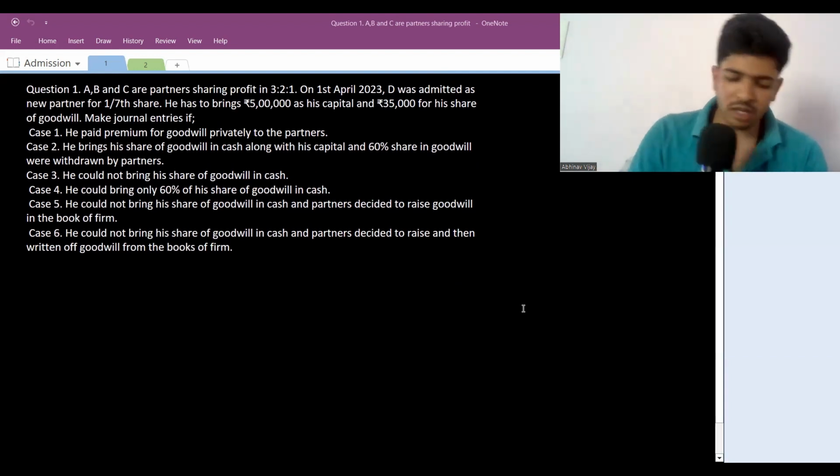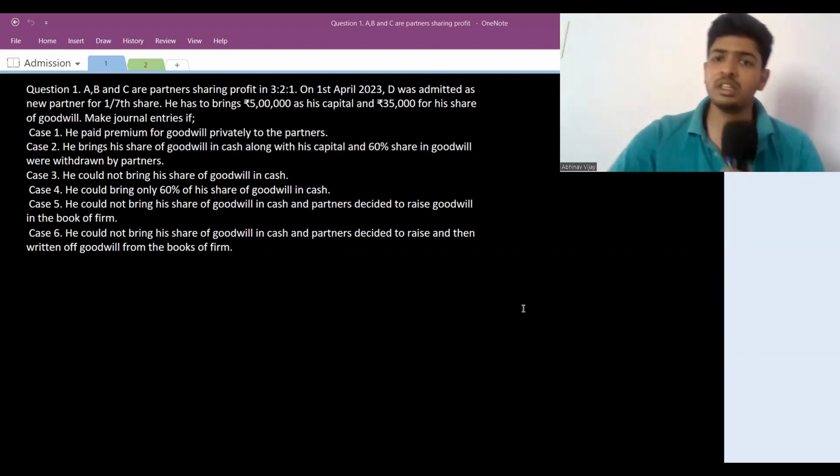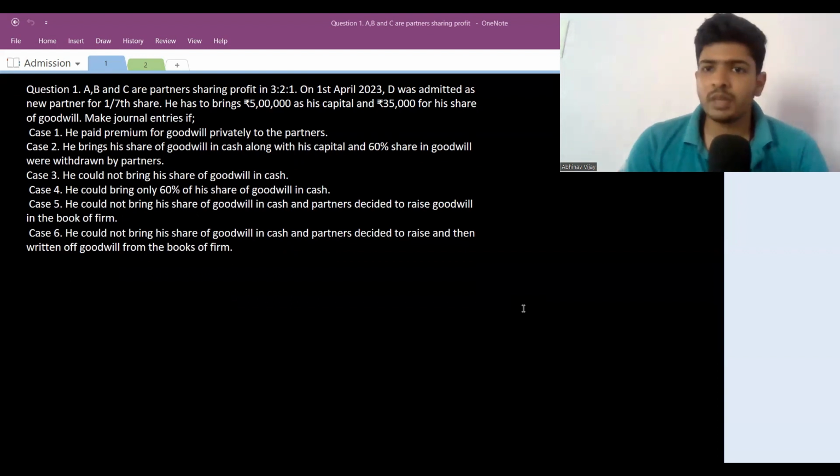Now, this is question number one when it comes to admission of partners. This is going to be a condensed form of everything that we have learned till now when it comes to admission. So the question is, take it down. I think you have a copy of the PDF.